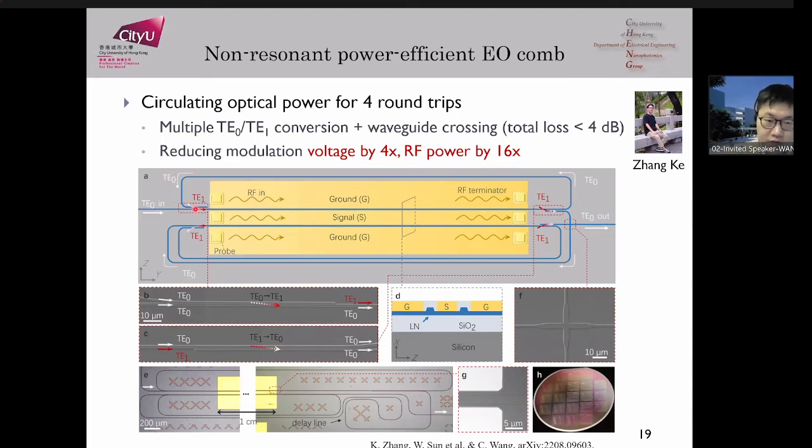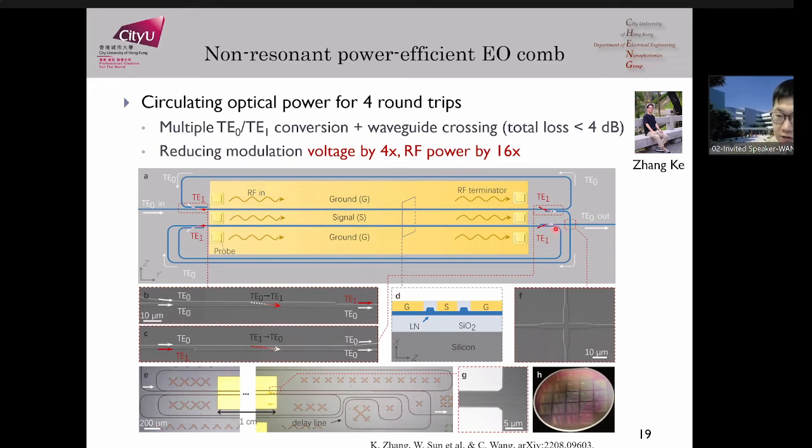And then you use the mode multiplexer to convert it into a different mode, a TE1 mode, which is orthogonal to TE0, so the two modulation processes don't affect each other. And then it goes through the modulation area again, and it doesn't go out yet. It goes to the bottom because for this ground electrode, you have two modulation areas. So it goes back and does a third modulation in TE0 mode, and then you do another loop back and go into TE1 mode for a fourth time, before it goes out.